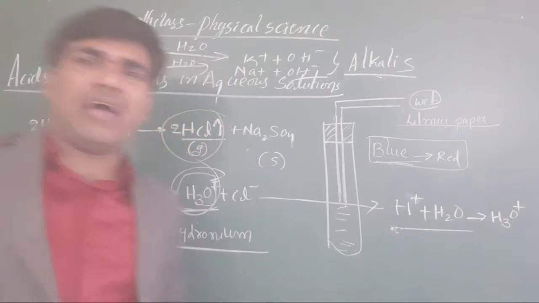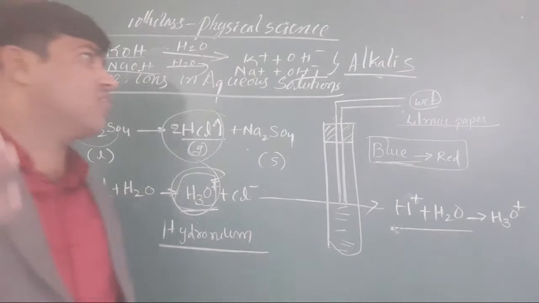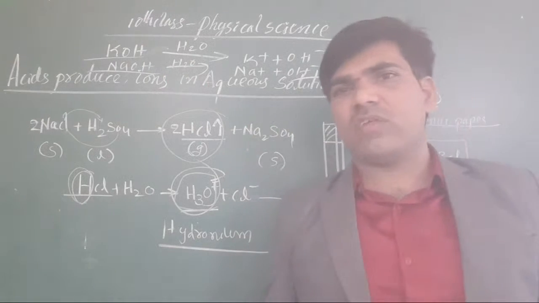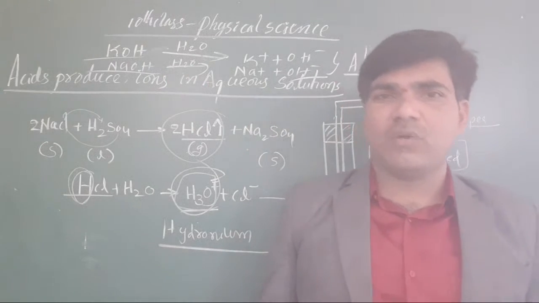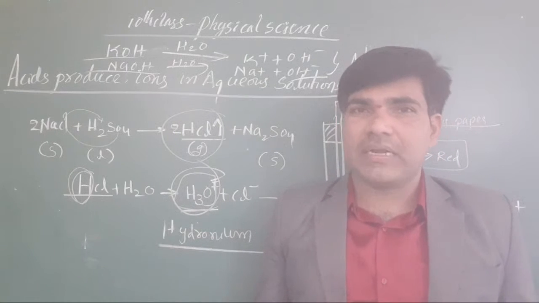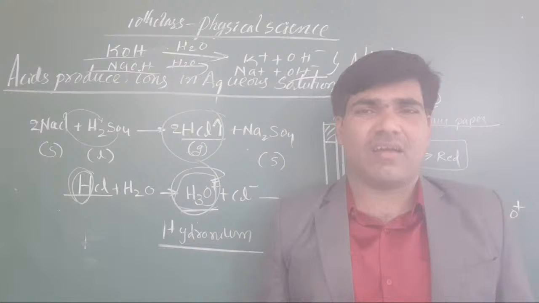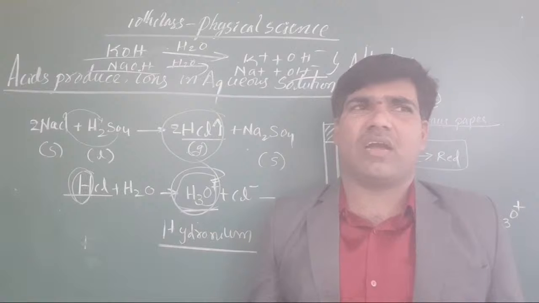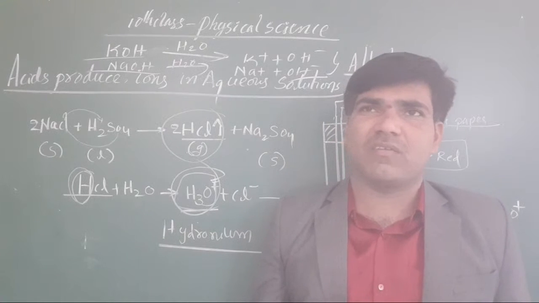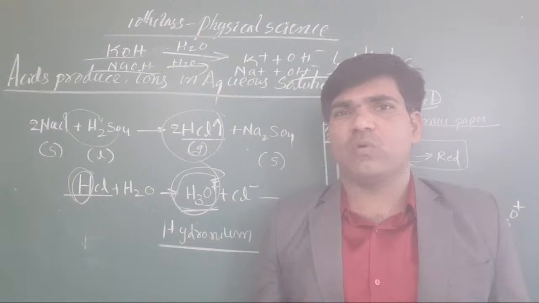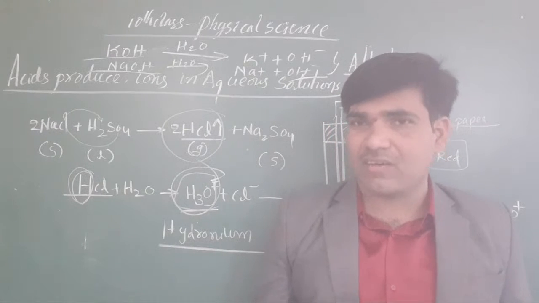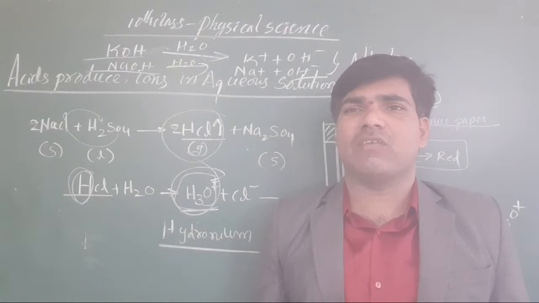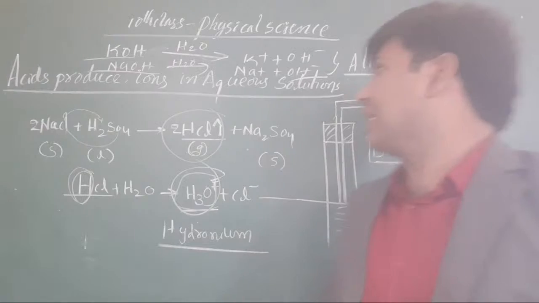Acids produce ions in aqueous solution, and bases also produce ions when dissolved in aqueous solution. But not all acids are the same. Ninety percent of acids mix with aqueous solution and produce H plus ions, but not like the bases. Only some of the bases dissolve in aqueous solutions. That is called alkali.